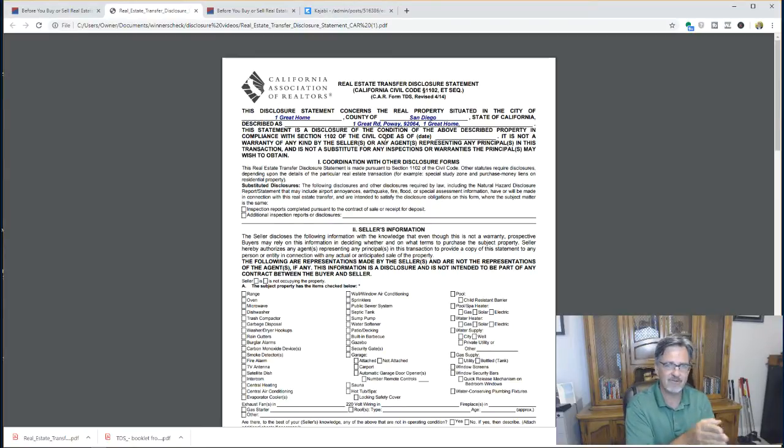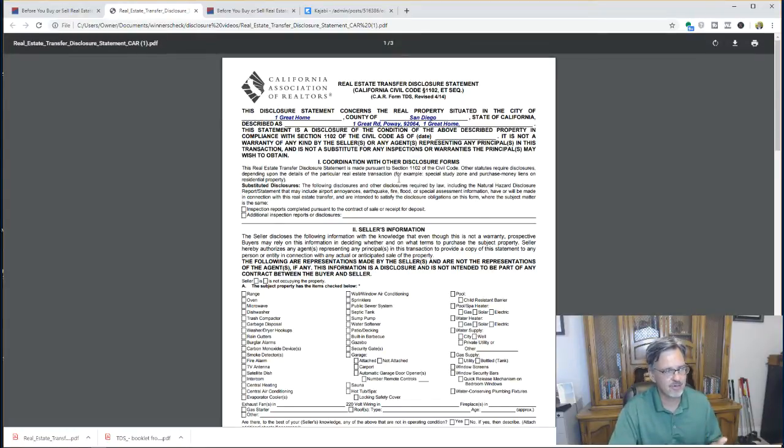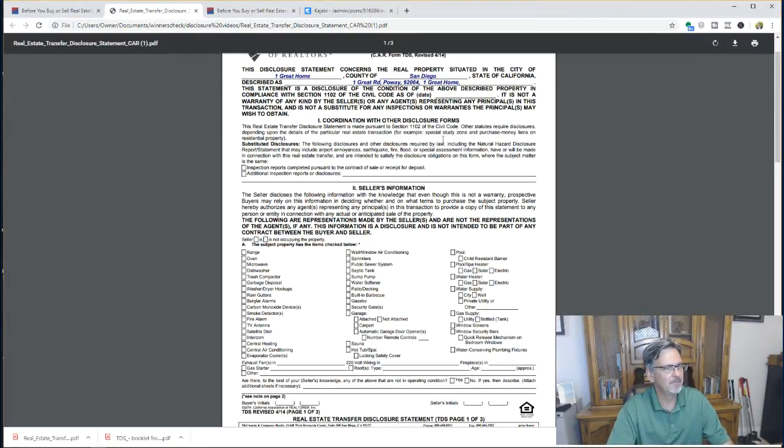If you're found to have complied by disclosing material facts within your knowledge, then you're good, or you should be good. Let's put it that way. It is not a warranty, so you're not warranting anything, or any agents representing any principals. It is not a warranty of any kind by the sellers or any agents representing the principals in this transaction, and it is not a substitute for any inspections or warranties a principal may wish to obtain.